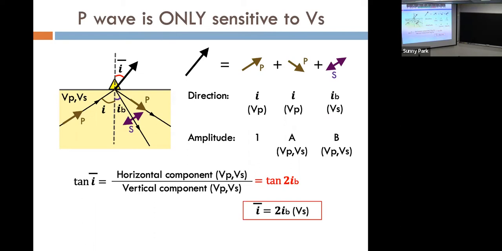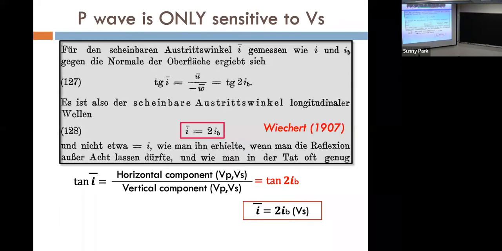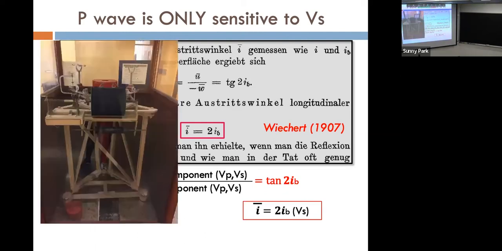Even though this result is still not well known in seismology, we weren't the first to derive this. This was actually derived more than 100 years ago by a person called Wiechert, in 1907. So he had exactly this derivation at that time. The reason why he was interested in doing this derivation was because he was one of the first people who actually made a seismograph. So he really wanted to understand what he was recording.